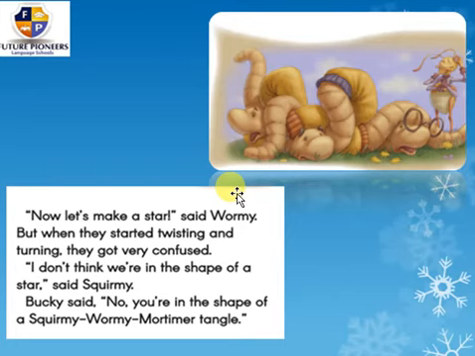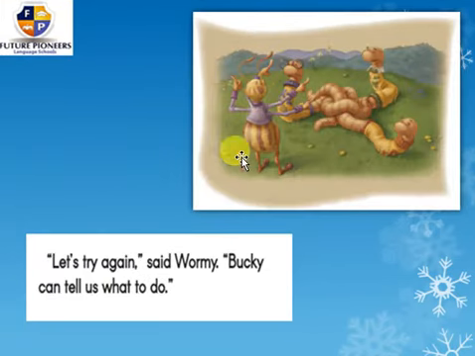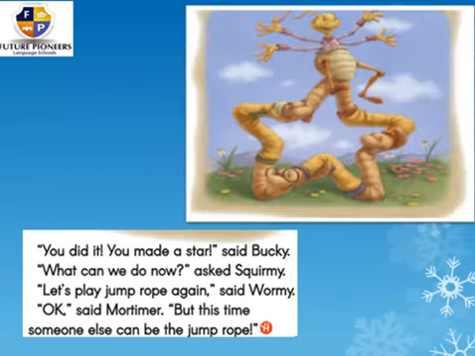Squirmy, Wormy, more tangle. It's not a shape. Worms, wake up and go do more exercises again. So it's not a shape anymore. Is it really a shape? No. Let's try again, said Wormy. Bucky can tell us what to do. Bucky gave them the instructions and helped them to form a star. At the end, you did it! You made a star, said Bucky.